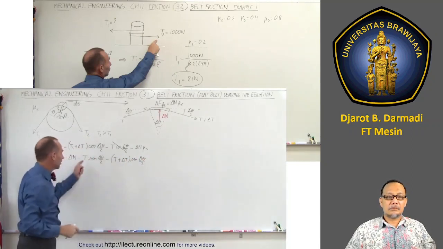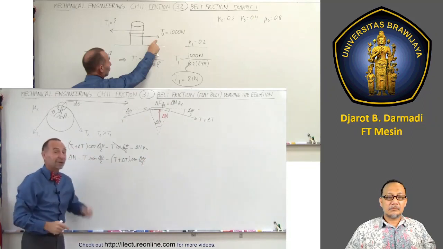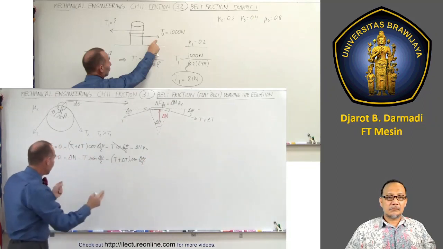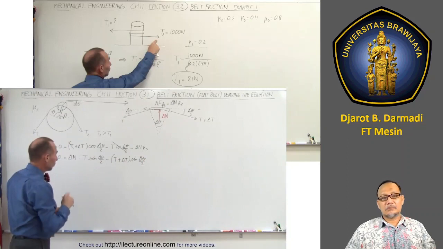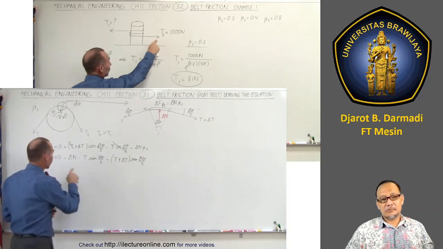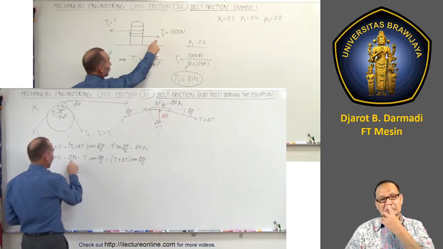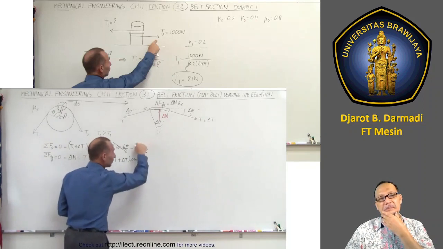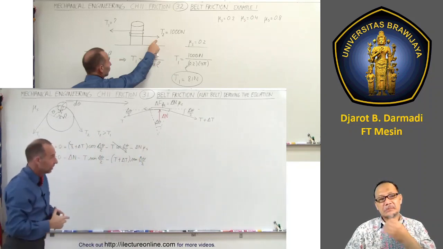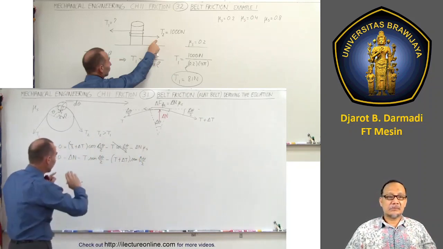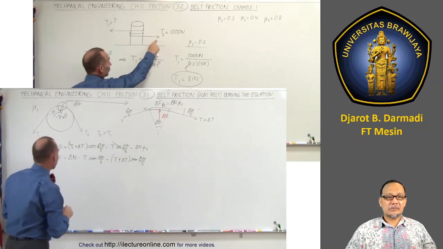Unfortunately here, the t sine delta theta over 2 doesn't cancel out with that one because they're both negative, and that all adds up to 0. What we're going to do now, though, is solve the second equation for delta n and substitute that in here, because we don't know what delta n is. That will at least get rid of the one unknown in here.